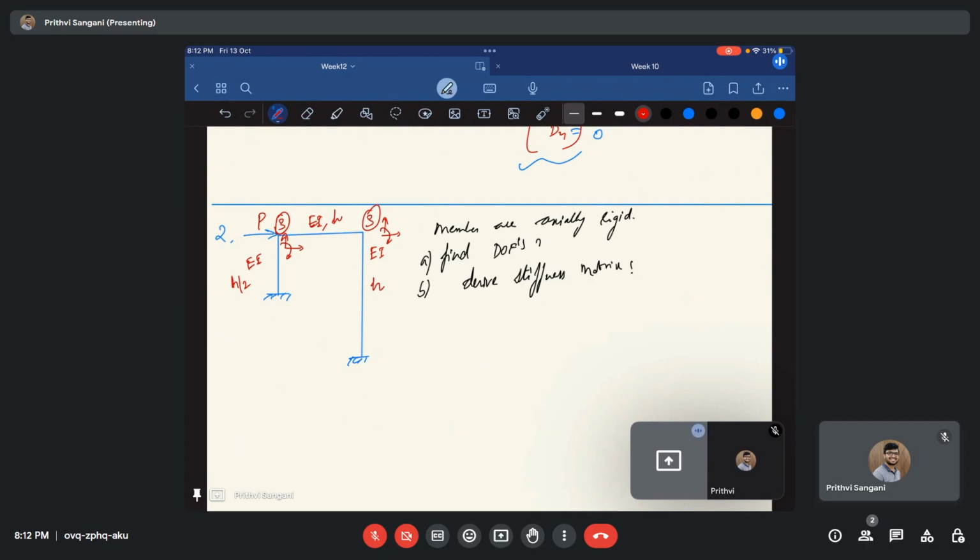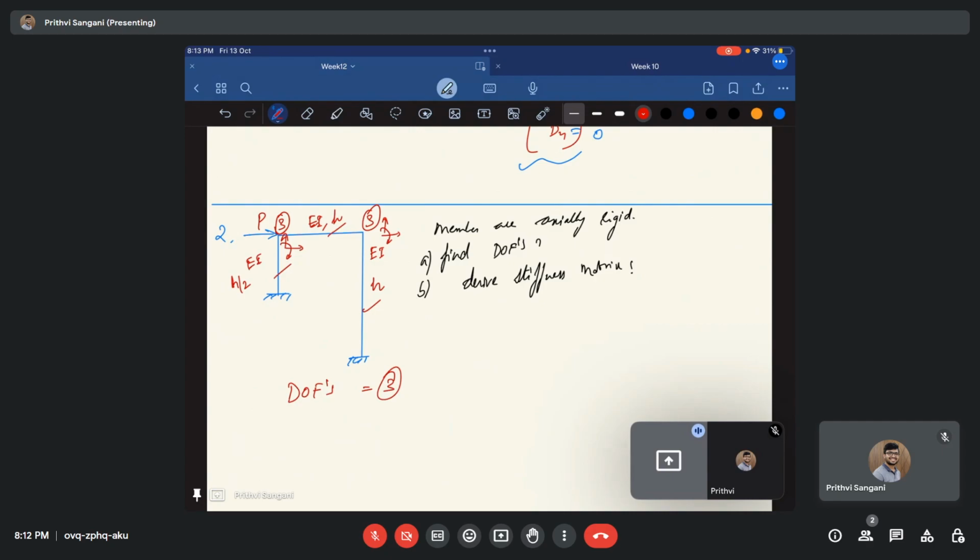Three. Now it is said that the members are axially rigid. So in the axial degrees of freedom, the member is not undergoing any deformations in that direction. There is no compression or elongation happening in the members. That means I can remove three degrees of freedom from this. So I can remove the axial deformation in this, this, and this.